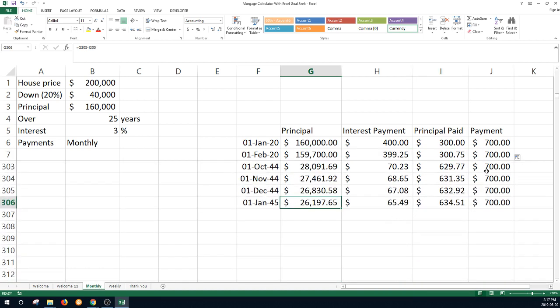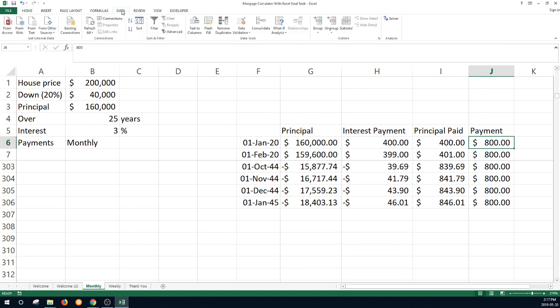You see here that if we guessed that your payment was going to be $700, you still have a principal owing by the end of 25 years. That means $700 was too low. Let's try another number. Let's say if you were making $800 payment. Clearly this number is way too high because your principal owing is now negative by the end of the 25 years. Therefore, you can keep on trying a whole bunch of numbers, or you can just do this the smart way and use Excel GoalSeek.